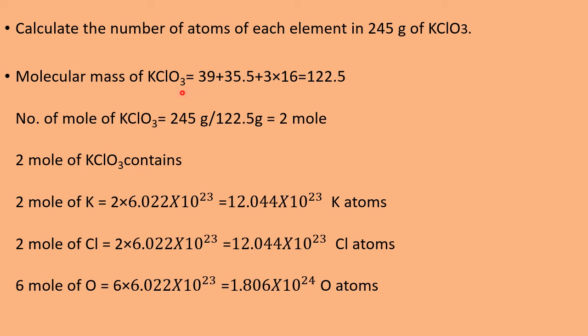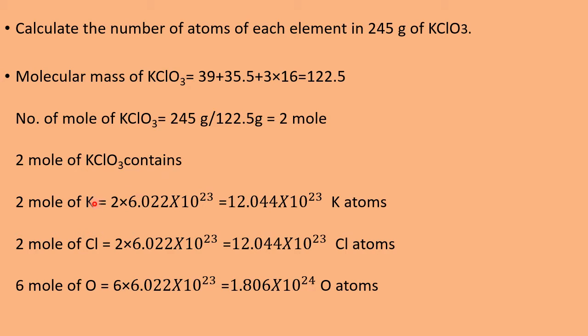Molecular mass of KClO3 from the atomic table is 122.5. So now number of moles of KClO3 equals given mass by the molar mass. 245 gram of KClO3 means 2 moles of KClO3. Now 1 mole of KClO3 contains 1 mole of K, 1 mole of Cl and 3 moles of O. In the same way, 2 moles of KClO3 contains 2 K, 2 Cl and 2 3s are 6 O. That I have written here.